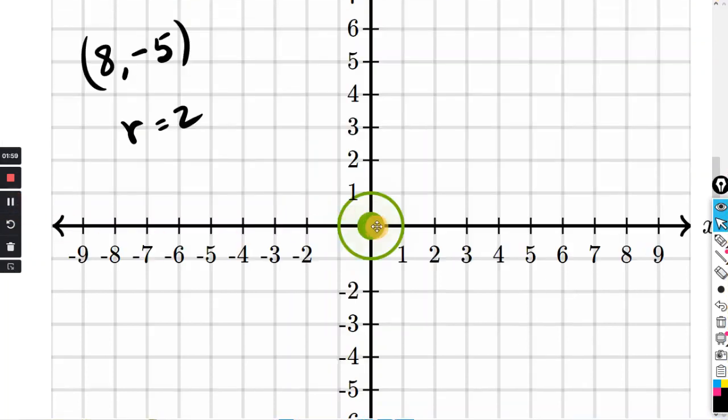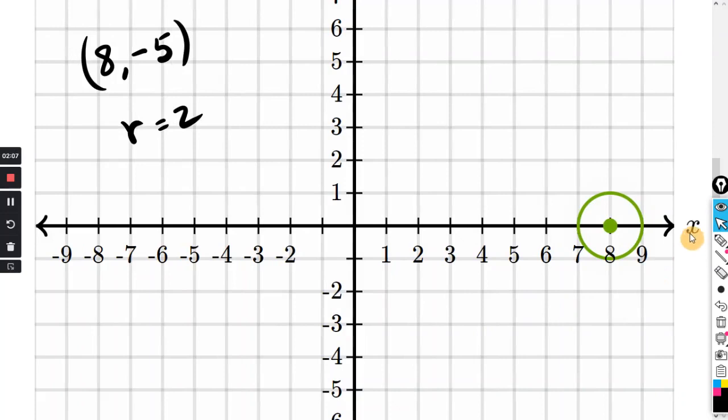So here's the center of the circle. We go to x equals 8. The x-axis is the left-right part, you see it's labeled x-axis right here. And go to y equals negative 5. The y-axis is the up-down part. So stay at x equals 8 and drag it down to y equals negative 5. The way to move this is to left-click and hold it down, and then you can move it around and just let go.